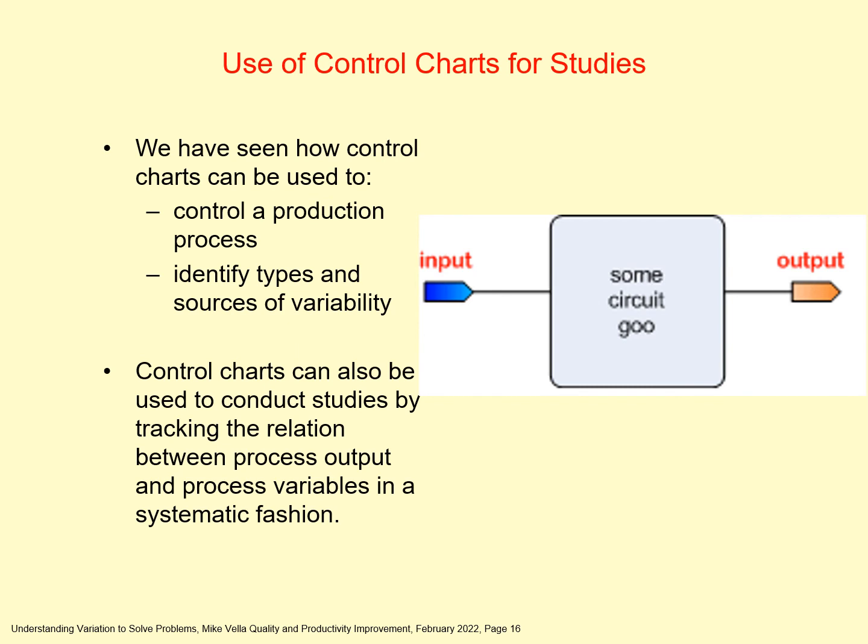So, use of control charts for studies. We've seen how control charts can be used to control a production process and to identify sources of variability. Control charts can also be used to conduct studies by tracking the relationship between process output products and the process variables in some kind of systematic fashion.